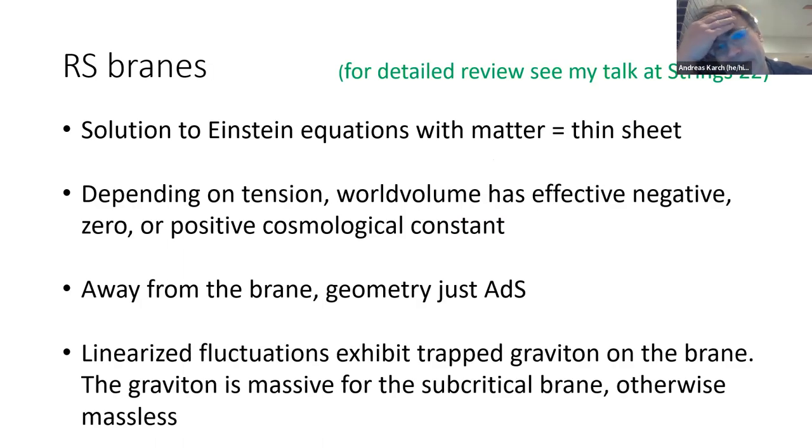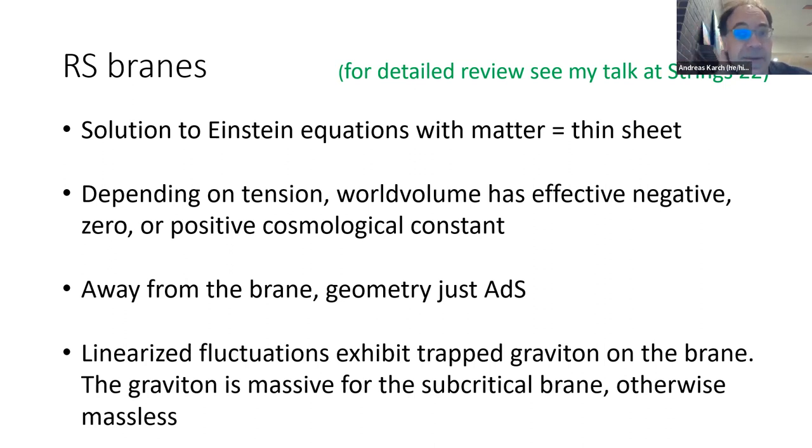The main workhorse here is going to be Randall-Sundrum branes. And what Randall-Sundrum branes are, a quick reminder, they're a simple solution to Einstein equations where the matter is just a thin sheet that carries some sort of constant energy density. Depending on this energy density or tension, the world volume ends up having either an effective negative, zero, or positive cosmological constant. You can think of this as some sort of balance between a negative cosmological constant, which I'll have around the Randall-Sundrum brane, and a positive cosmological constant on the brane.